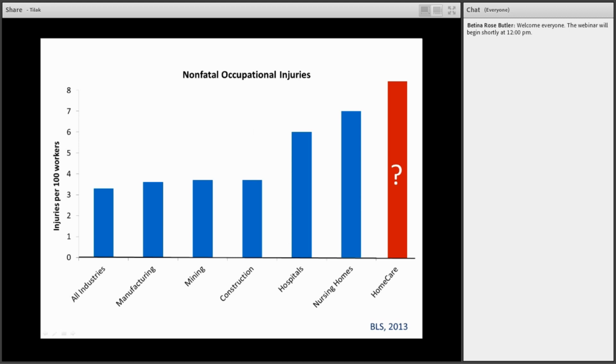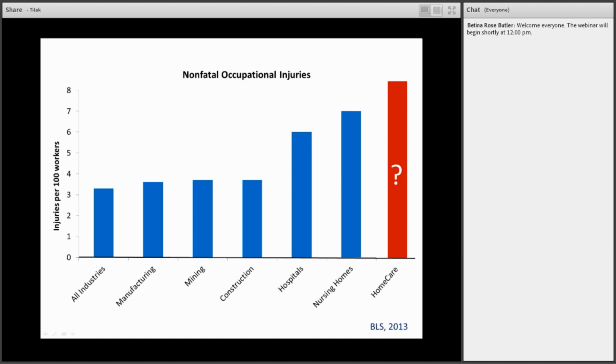And as I said, home care is kind of a question mark. We suspect that the injury rates in this field are higher than some of the other healthcare fields or types of workers that are in hospitals and nursing homes, but certainly all of the healthcare related workers are at high risk compared to some of the other workforces, other industries.